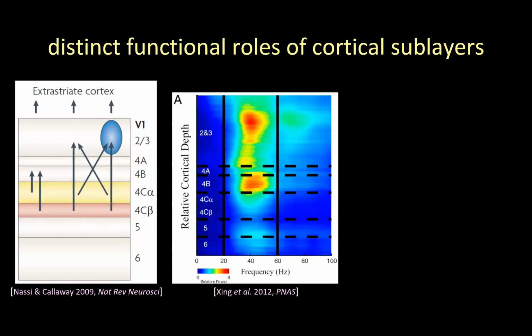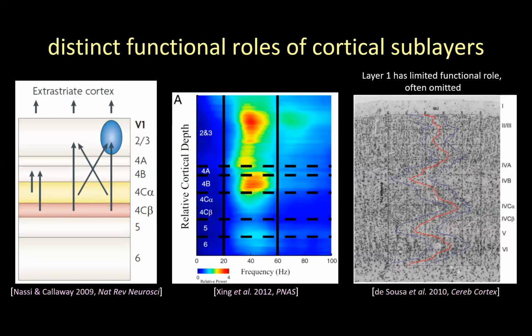Here's another example. Actually, maybe I saw this in your lecture as well. What's funny about this is, do you guys notice anything that's missing from both of these plots? It's kind of funny, right? Typically, when people are depicting the function of cortical layers, they don't even mention layer 1. Layer 1 isn't in either of these diagrams.